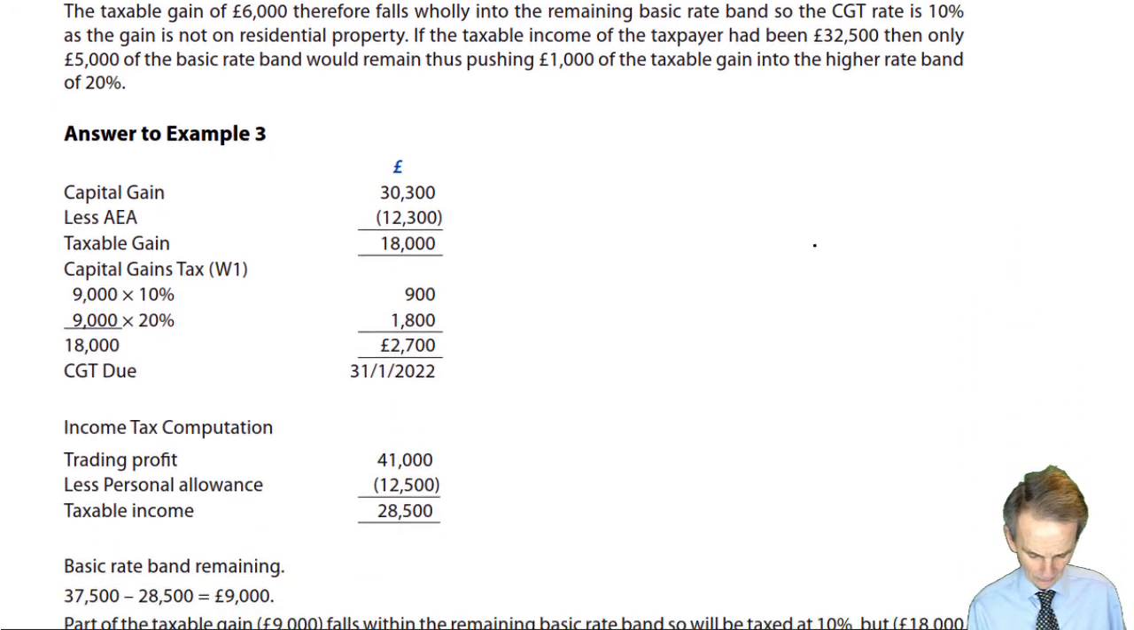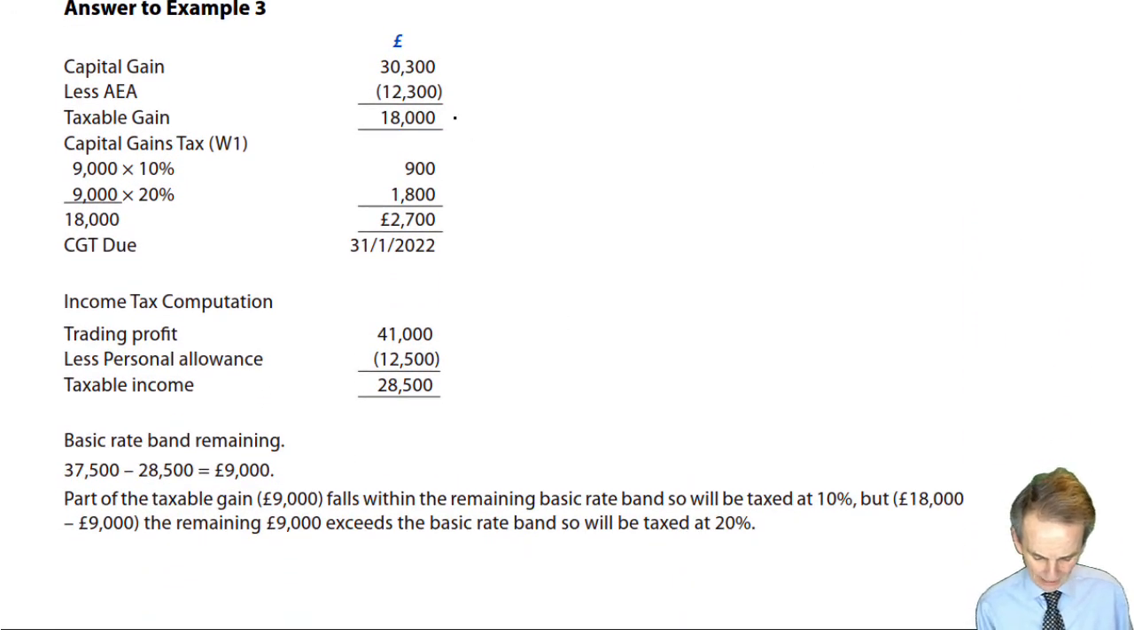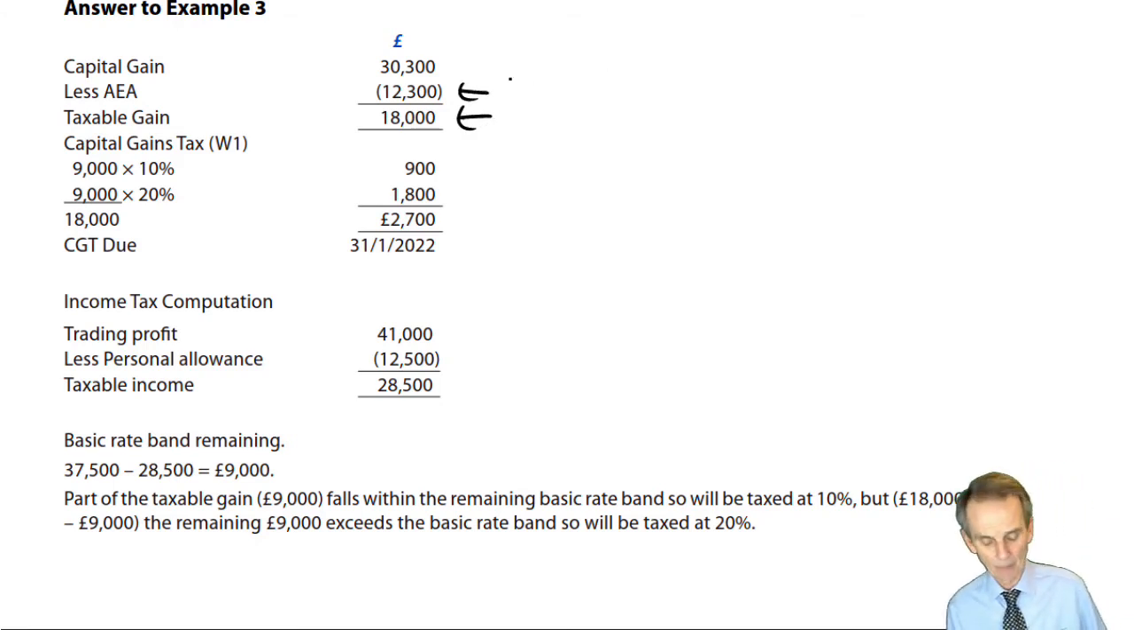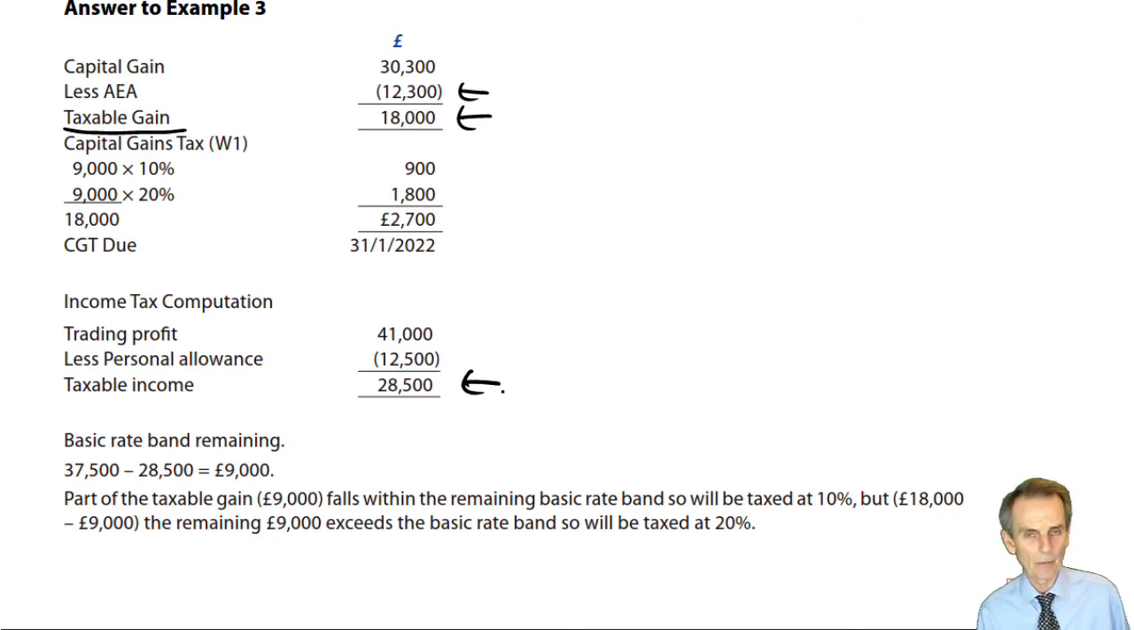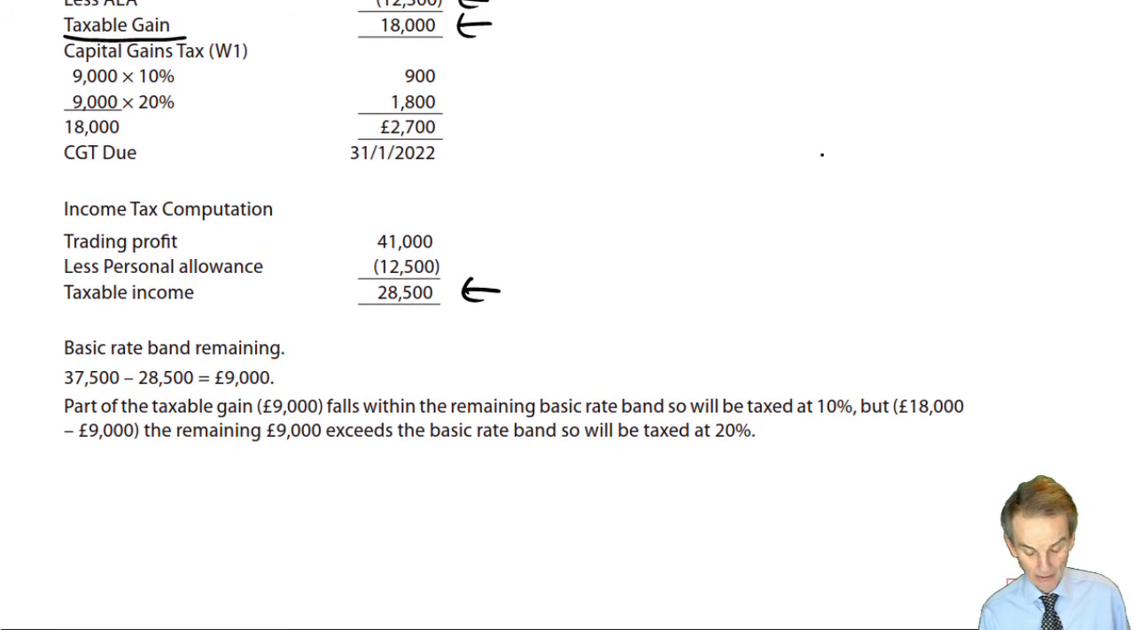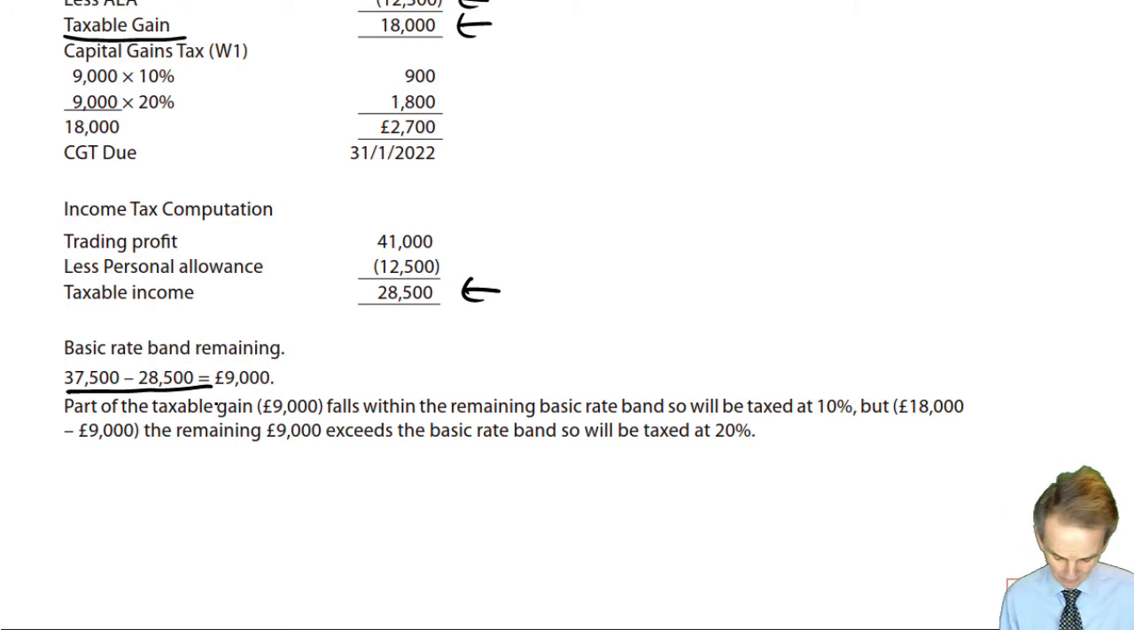On to example 3. Once again, we needed to calculate the gain, simply enough. We need to calculate the taxable gain there. And for that, we needed to deduct the AEA. We then need the income tax computation figure, the taxable income therefrom, to be able to work out, is there any remaining basic rate band? Well, yes, there is. £28,500 of taxable income, taken away from the £37,500 limit, means we've still got £9,000 remaining.